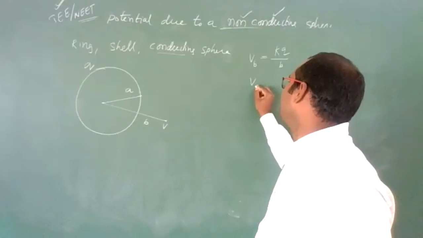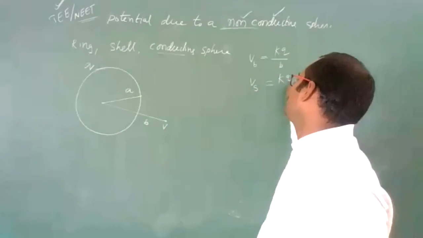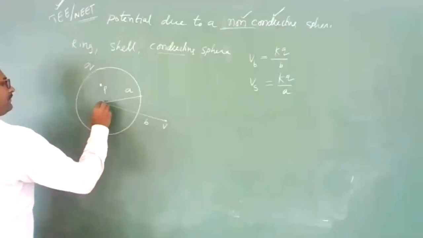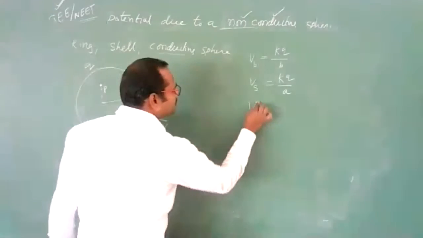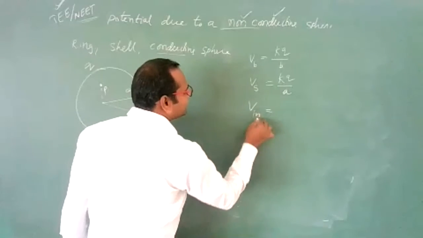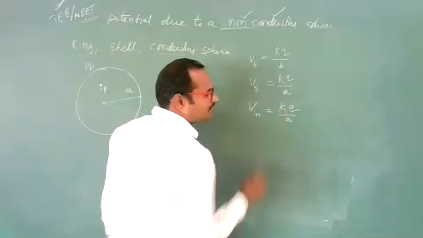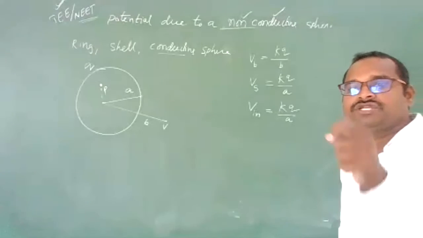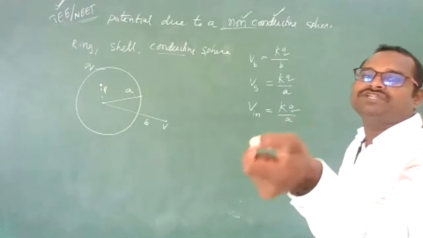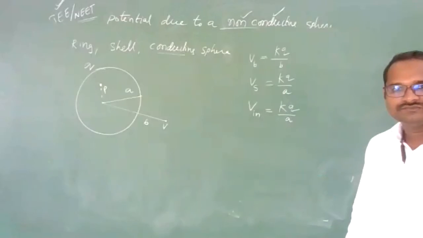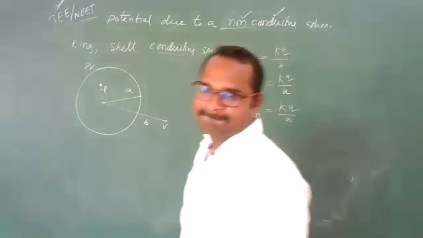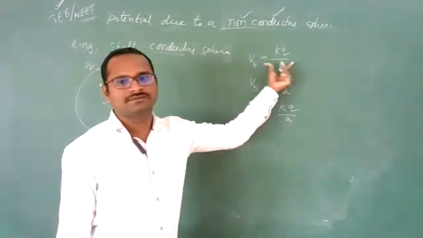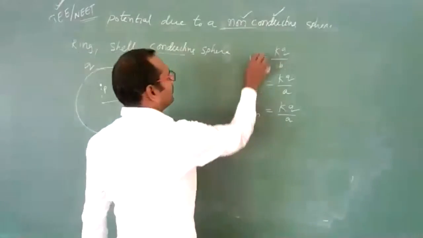The potential on the surface can be written as kq by a, the radius. If I want the potential at this point p, an inside point, it is kq by a again. Because for a ring or shell or conducting sphere, the potential at an inside point is equal to the potential on the surface. You must remember this. Whereas for an outside point, whatever distance there is, that much distance we should substitute. This is an outside point.